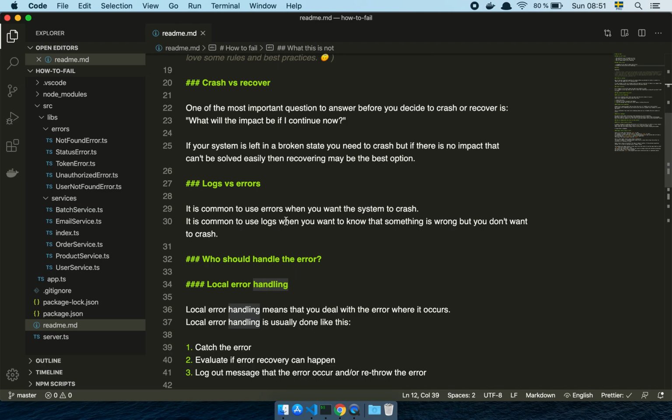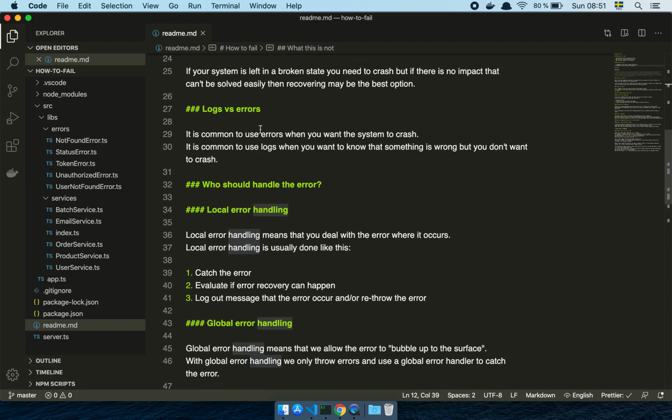So in that scenario, it might not be such a good idea to crash. So let's talk about the normal ways that we do these sorts of things. Usually what happens is that most people are going to do one of two things. They're either, as I was saying, going to crash or they're going to recover.